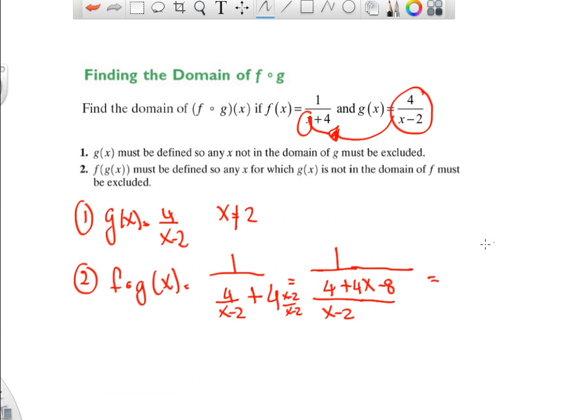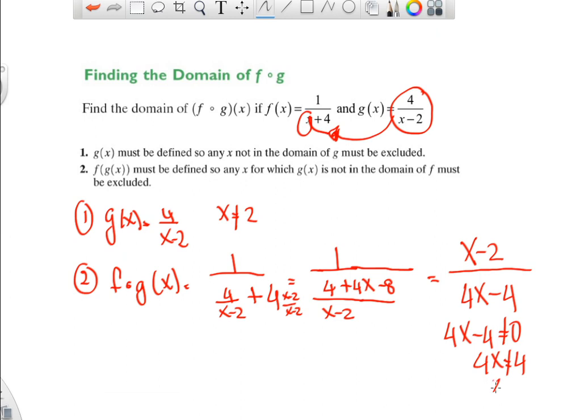So flip the fraction, so x minus 2 is going to be the top, and in the bottom you get 4x minus 4, and out of this one we know that 4x minus 4 can't equal 0, so that means 4x can't equal 4, so x can't equal 1. So the domain for this function will be all real numbers, except x cannot equal 2 and x cannot equal 1.